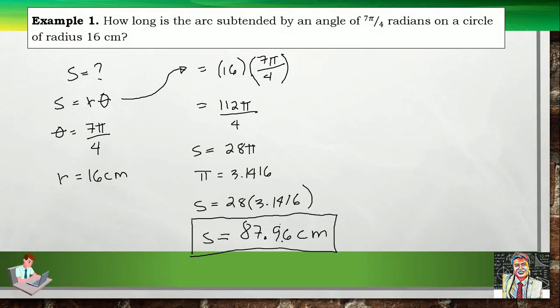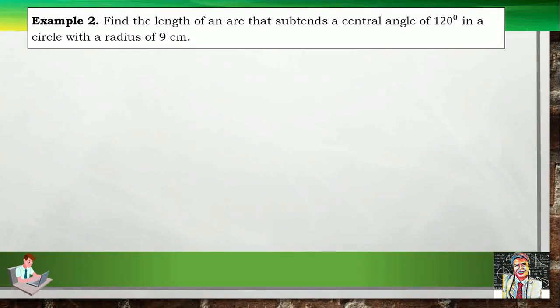Next example, find the length of an arc. Again, the arc is the unknown, so our unknown is S, wherein S is R multiplied by theta. It subtends a central angle of 120 degrees. So our given theta is in degrees.